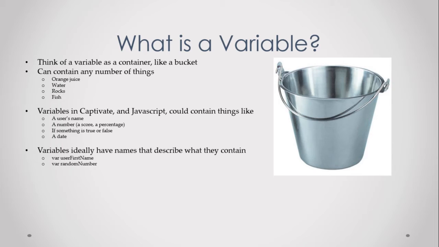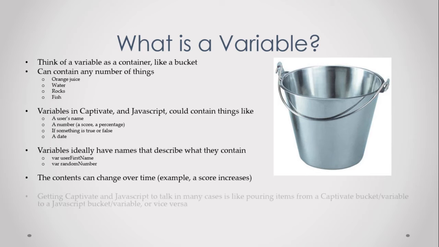Variables ideally have names that describe what they contain. So examples would be user first name or random number. That's much better than variable 1, variable 2, variable 3, variable 4, because you have no idea what's in that variable. So as you create variable numbers, try to give them names that make sense. And the contents of a variable can change over time. So for example, maybe you have a variable called score, and that contains your score. And as you continue to play the game, your score goes up. So your variable can change over time.